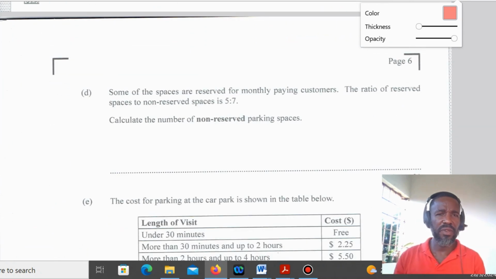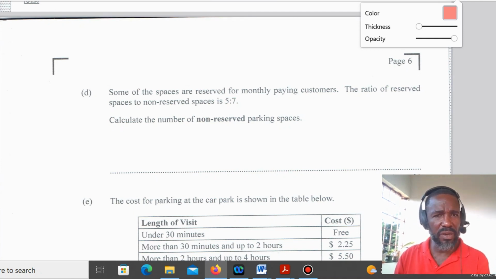So the last part of the question says that some of the spaces are reserved for monthly paying customers. The ratio of reserved spaces to non-reserved spaces is 5 to 7. Calculate the number of non-reserved parking spaces. So we want to look at the non-reserved. The reserved to non-reserved is 5 to 7.